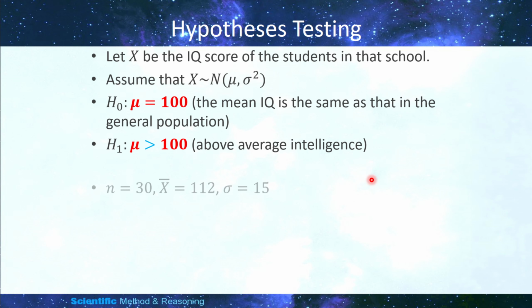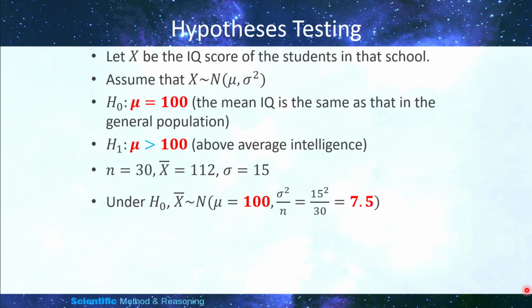Now we have a random sample of size 30 with a sample mean of x bar equals 112, sigma equals 15. So under the null hypothesis, we know that the sample mean follows a normal distribution with mean 100 and variance given by sigma squared over n, which equals 7.5.